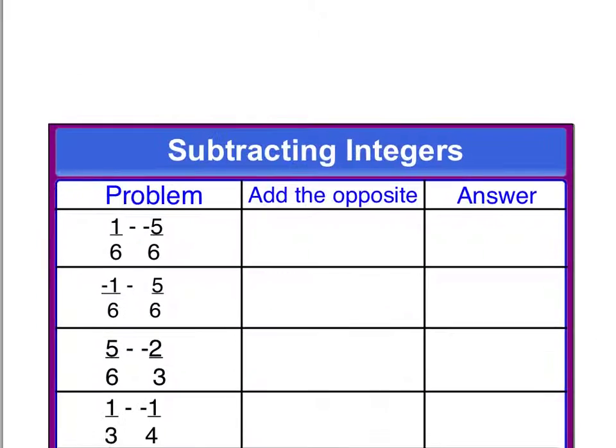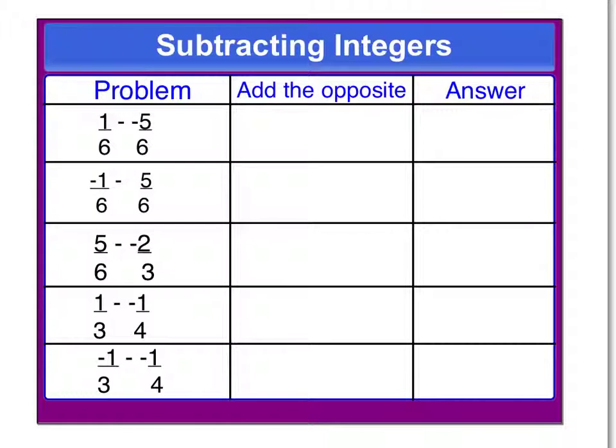The next set of problems that we have is just continuing on with those integers, and we are going to practice now with our fractions. So we're going to do the same thing. Keep the 1/6, keep the first one, change it to addition, and the opposite of negative 5/6 is positive 5/6. Keep the first one, negative 1/6, change it to addition, and then take the opposite, negative 5/6. The next one, keep the 5/6, change it to addition. The opposite of negative 2/3 is positive 2/3.